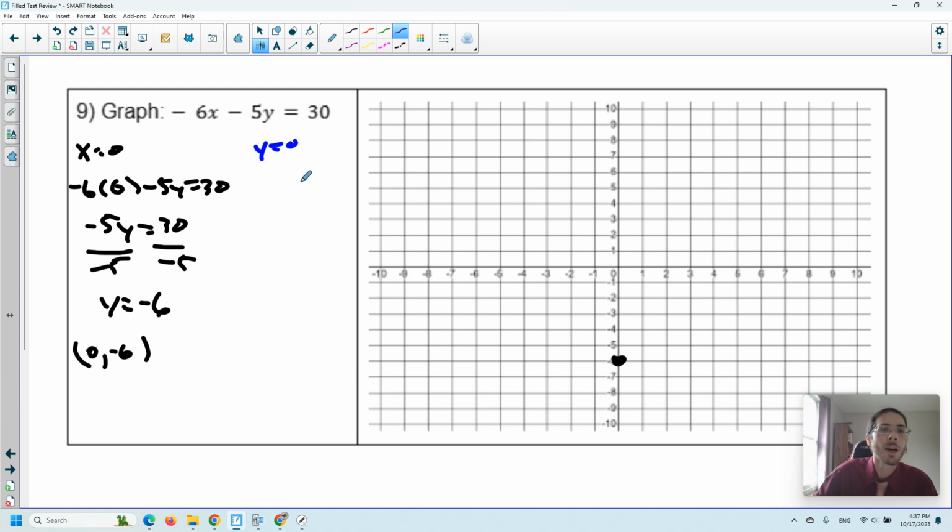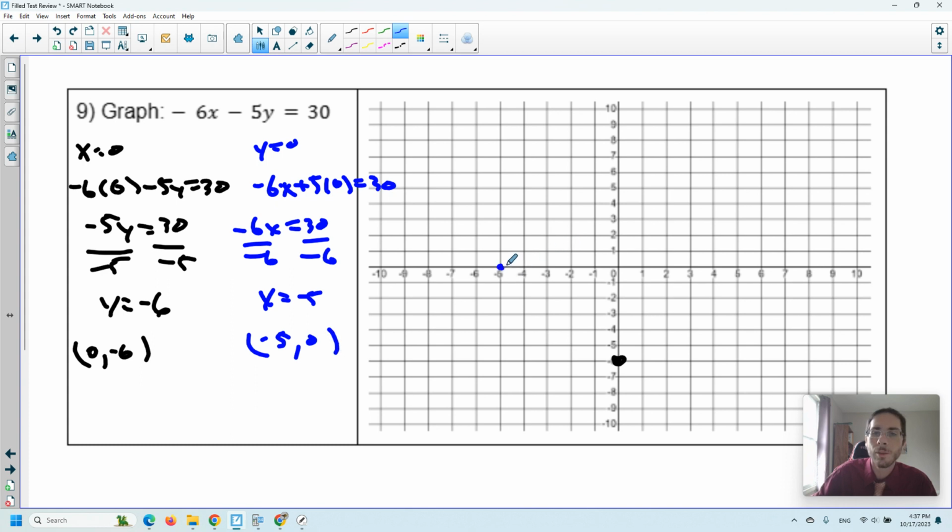Same deal, we make y equals 0 now. So -6x plus 5 times 0 equals 30. -6x equals 30. Divide both sides by -6 this time. X equals -5. So -5, 0 is the x-intercept. And again, I'm just going to go ahead and draw the line between the dots. That's it.